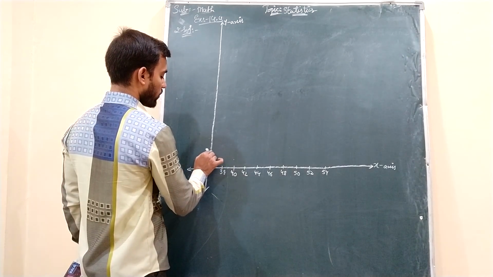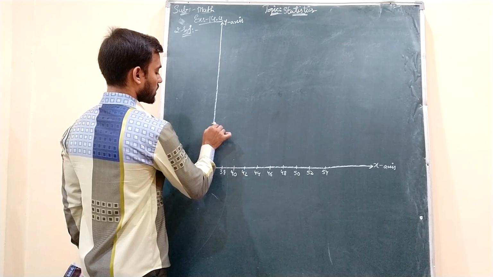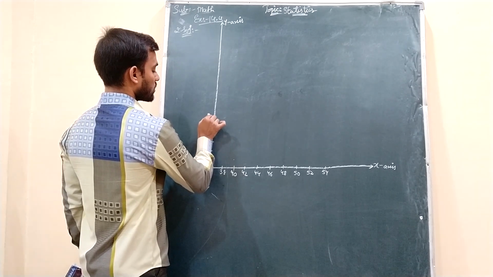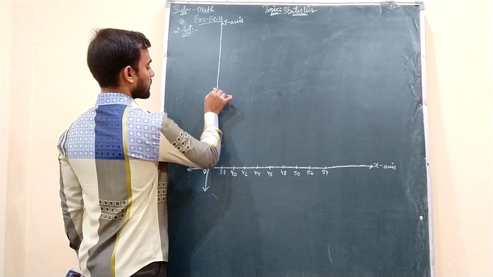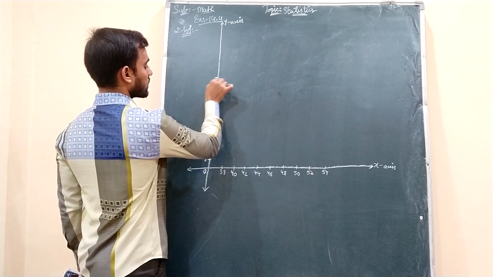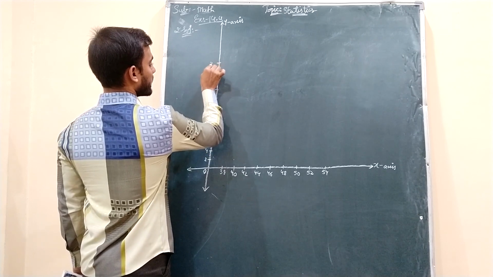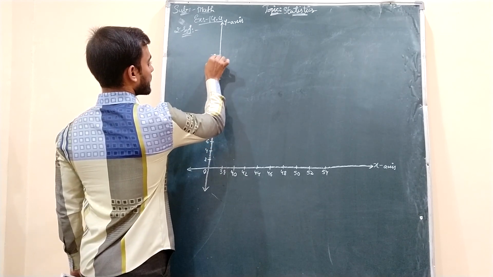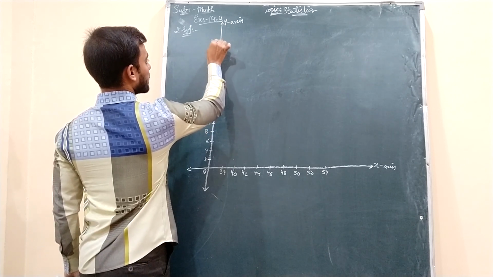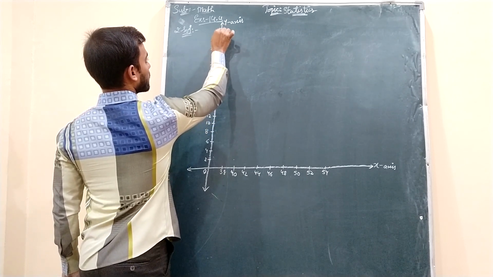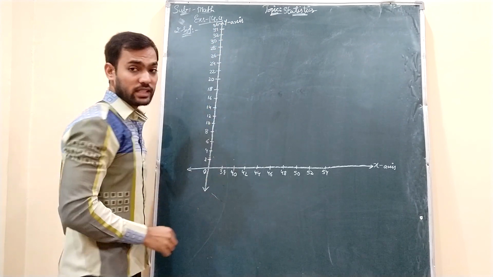2, 4, 6, 8, 10, 12, 14, 16, 18, 20, 22, 24, 26, 28, 30, 32, 34, 36. Somewhere like that you will get.